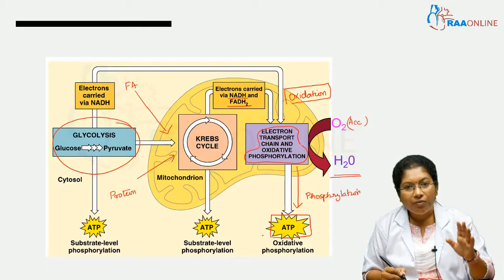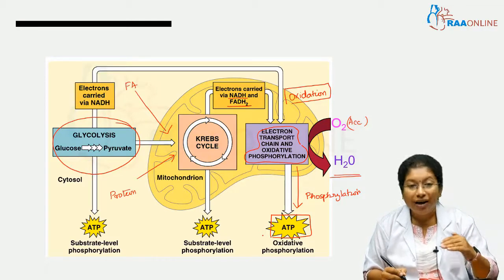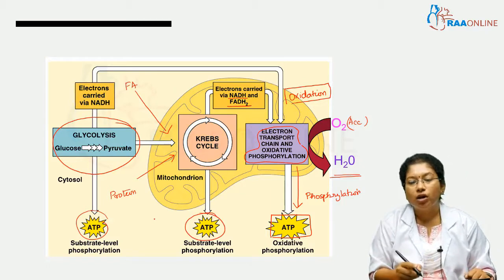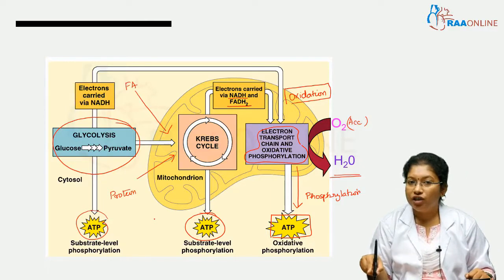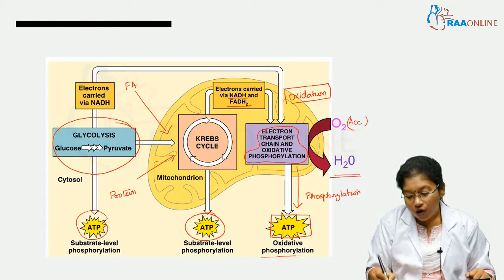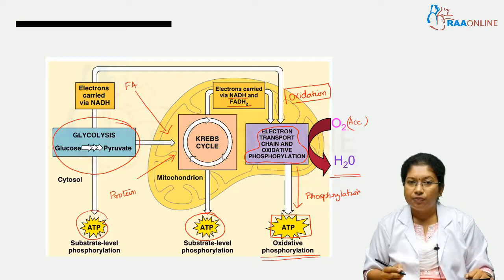Whereas if ATPs are synthesized at the metabolic level itself, if glycolysis produces one ATP, if a Krebs cycle produces one ATP, it is called as substrate level phosphorylation. If a ATP is produced in electron transport chain, we call it as oxidative phosphorylation.